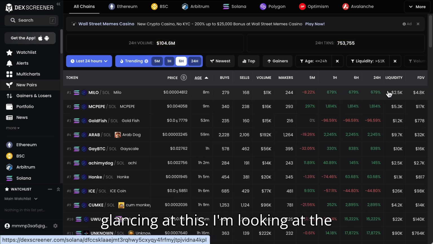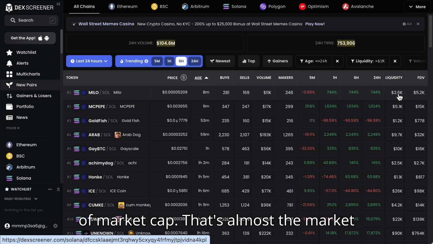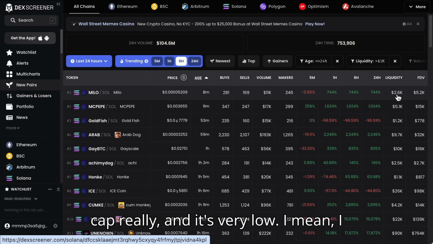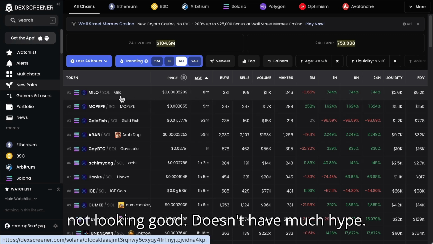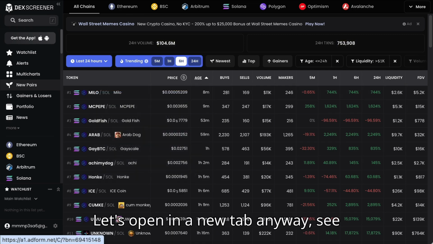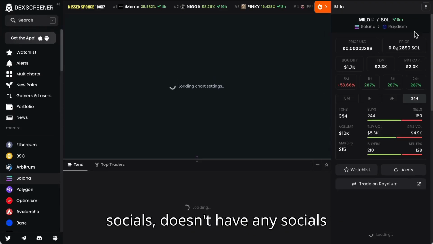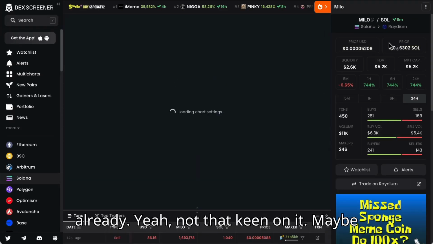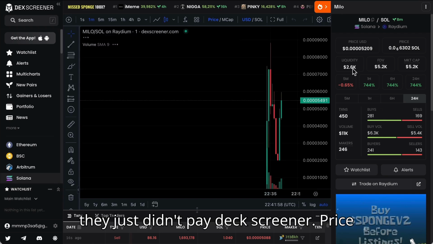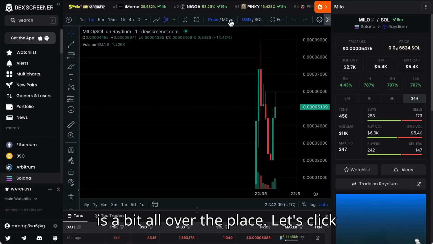Anyway, I'm glancing at this. I'm looking at the liquidity because that gives me an idea of market cap. That's almost a market cap really. And it's very low. I mean, I know it's just launched, but already it's not looking good. Doesn't have much hype. Let's open in a new tab anyway, see what's going on. See if it's got any socials. Doesn't have any socials. So already I'm not that keen on it. But maybe they just didn't pay Dex Screener. Price is a bit all over the place.